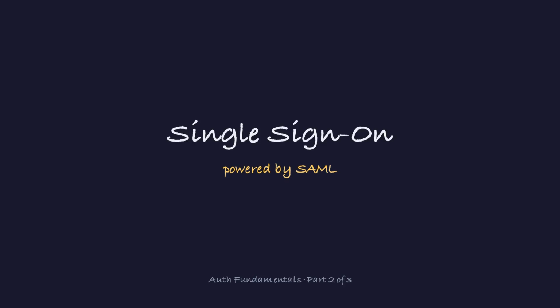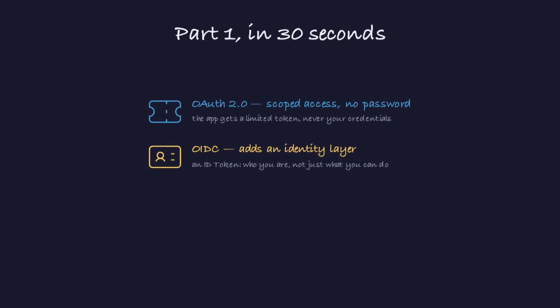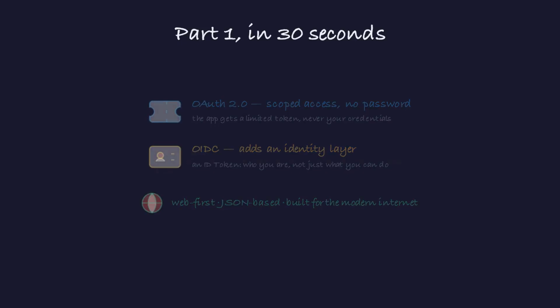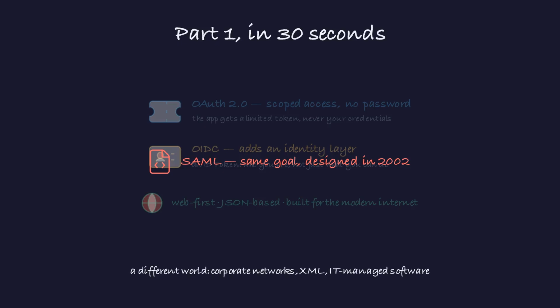This is part 2 of our Auth Fundamentals series. Quick recap from part 1. OAuth 2 lets an app access your resources without your password using scoped tokens. OIDC adds an identity layer on top, an ID token that says who you are. Both are web-first, JSON-based, and built for the modern internet. SAML solves the same core problem, prove who you are across systems, but it was designed back in 2002 for a very different world. That context is the key to why SAML looks the way it does.